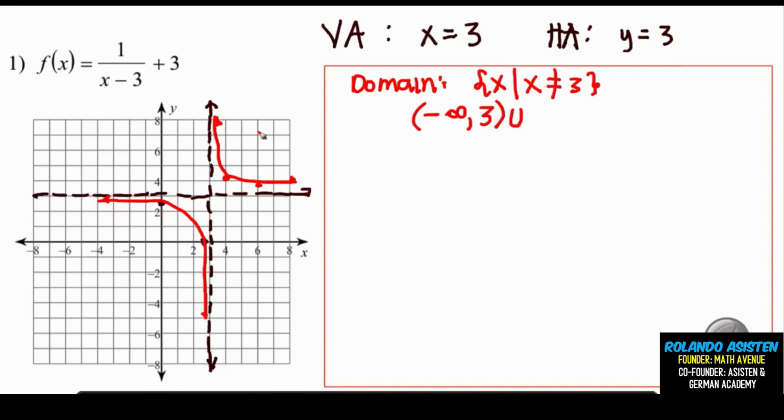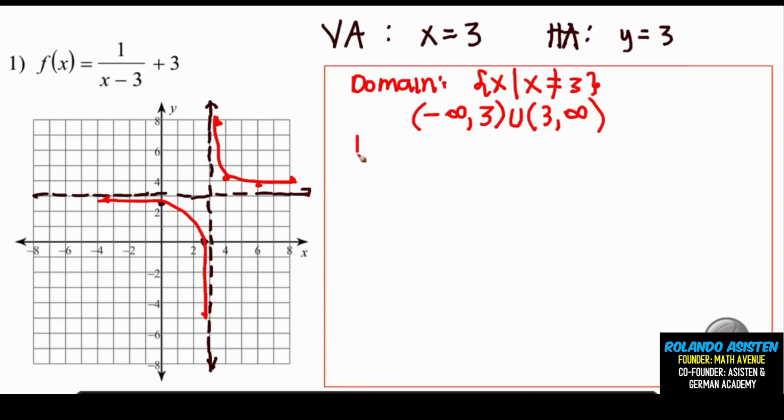That's one branch. The other branch of the graph is starting at 3 and then going to the right without limit. So we write positive infinity. These two are equivalent. One is written in set builder notation, the other is written in interval notation. We already identified the x and the y intercepts.